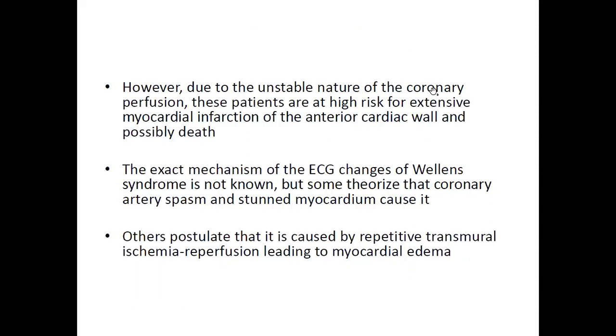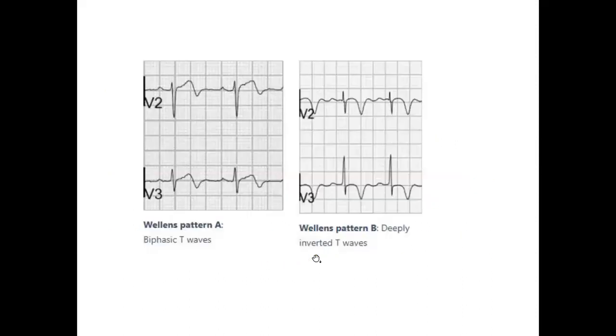However, due to the unstable nature of this coronary perfusion, these patients are at high risk for extensive myocardial infarction of the anterior cardiac wall and can lead to possible death. The exact mechanism of the ECG changes of Wellens syndrome is not known, but some theorize that coronary artery spasm and stunned myocardium cause it. Others postulate that it is caused by repetitive transmural ischemia and reperfusion leading to myocardial edema.